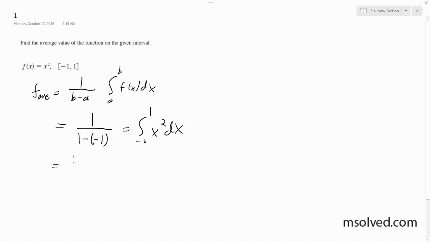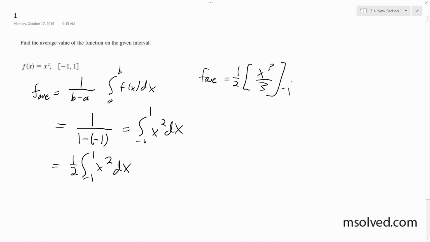And we're going to have 1/2, so 1 minus negative 1 is 1 over 2. It's going to be from negative 1 to 1, x squared dx. All right, so we're setting this up. f average is going to be equal to 1/2 times x cubed over 3 from negative 1 to 1. We get 1/2 of 1/3 minus negative 1/3 when we plug in negative 1 and 1 into this function.